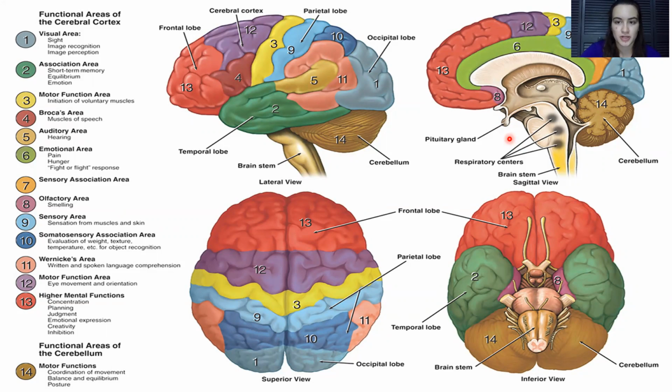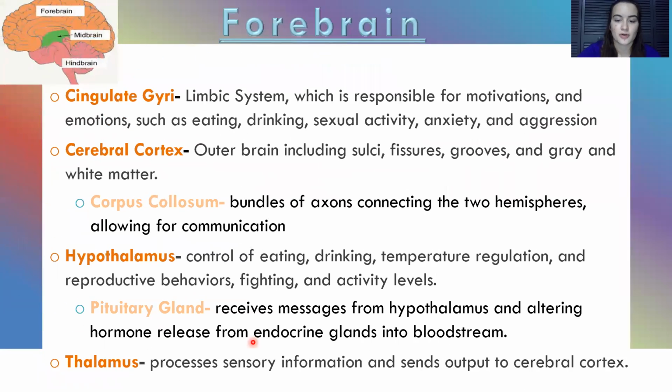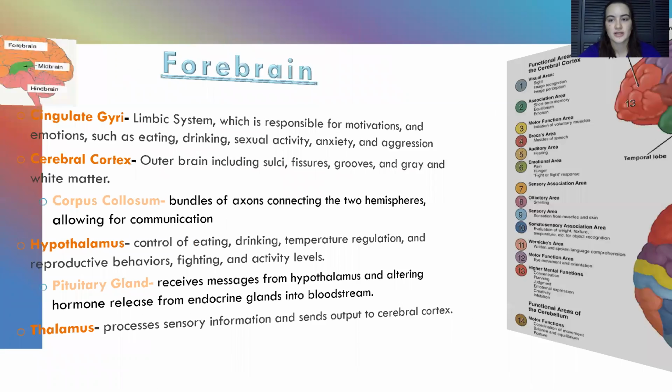the release of hormones into the bloodstream. And then the last thing that we're going to cover for the forebrain is the thalamus. Now, the thalamus, again, will be above the hypothalamus. So you're going to find your pituitary gland, go up from the, here's the hypothalamus, and you're going to go up, and here's your thalamus. Now, the thalamus processes motor and sensory information and sends it out to the cerebral cortex, which again is just the outer brain.